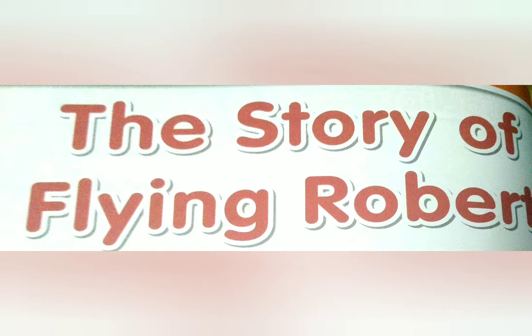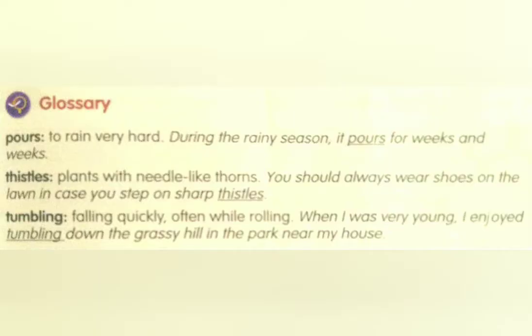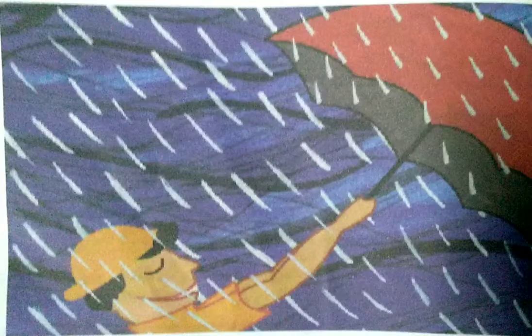Before reading the poem, let's understand the glossary. Pours. To rain very hard. During the rainy season, it pours for weeks and weeks. Thistles. Plants with needle-like thorns. You should always wear shoes on the lawn in case you step on sharp thistles. Tumbling. Falling quickly, often while rolling. When I was very young, I enjoyed tumbling down the grassy hill in the park near my house.